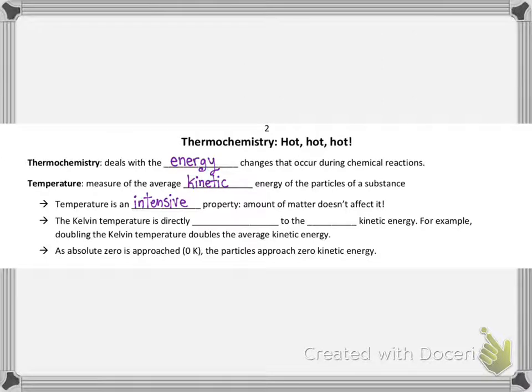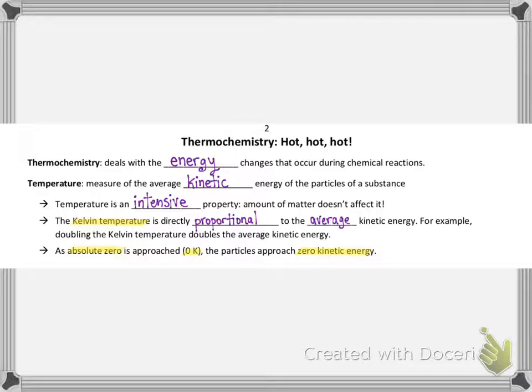And the temperature, when measured in Kelvin, is directly proportional to the average kinetic energy. That means if you double the temperature in Kelvin, you've doubled the average kinetic energy. Of course, as you approach absolute zero, well, 0 Kelvin, the particles are approaching 0 kinetic energy.